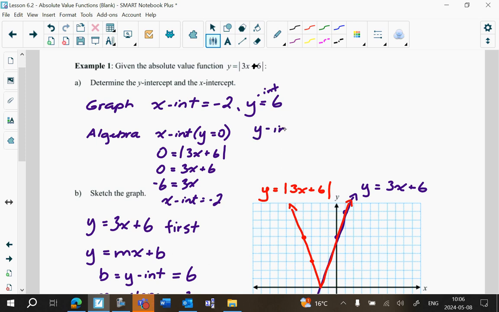For the y-intercept, we make x equal to 0. So therefore, y is equal to the absolute value of 3 times 0 plus 6. Well, 3 times 0 plus 6 is 6, and the absolute value is still 6. So you can always find them algebraically, in addition to getting them from the graph. The x-intercept would have been hard to get from the graph if you didn't sketch accurately enough. That was the reason I did part A last.